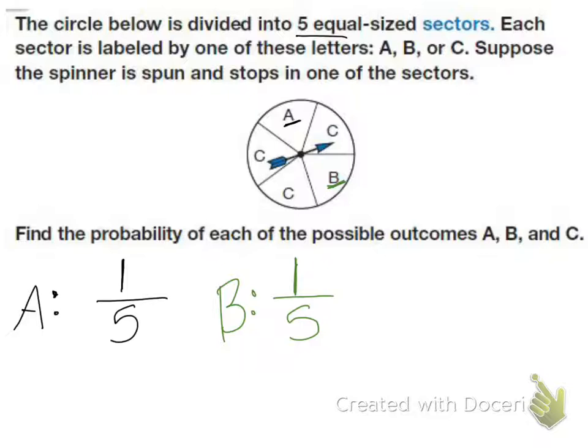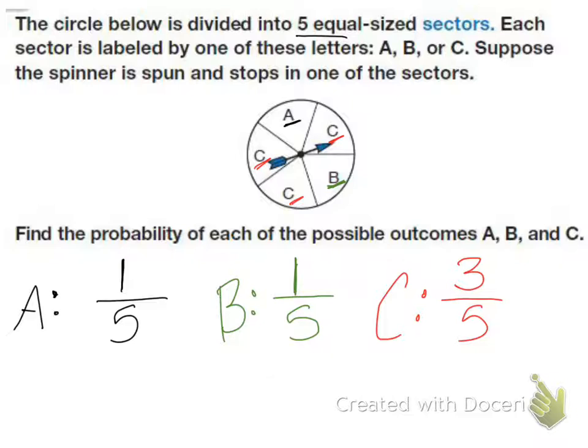What about the probability for C? Okay, so it's in fifths. Well, there's 1, 2, 3 sectors labeled C. So that means there's a 3/5 chance of landing on C.